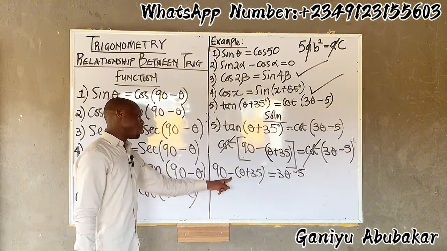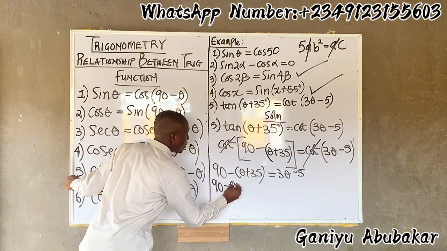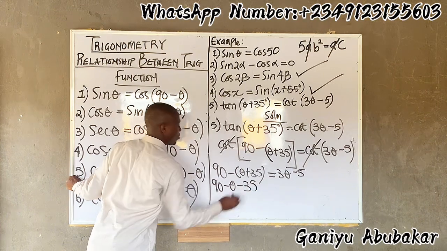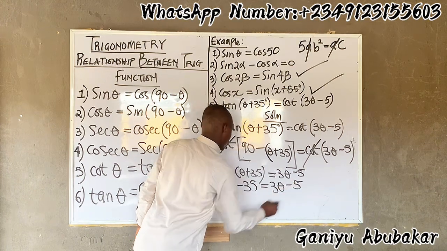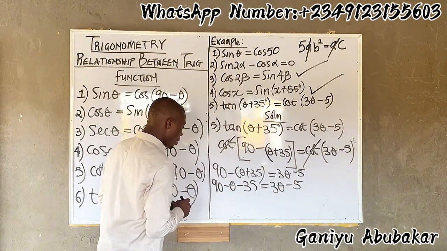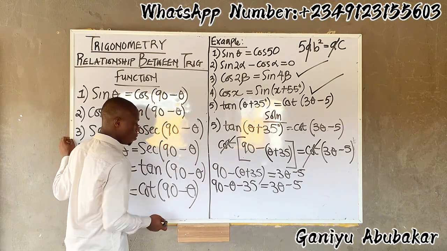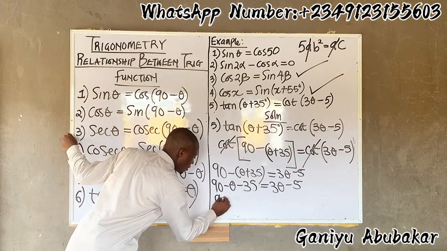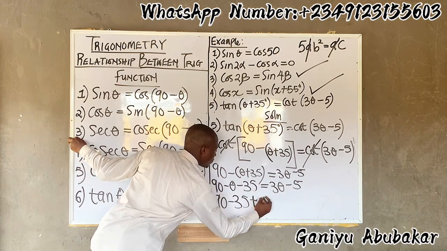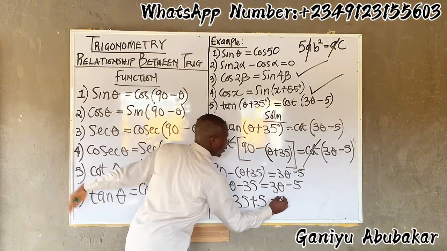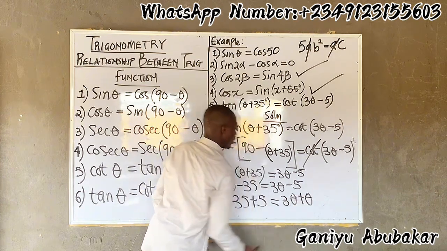From here, expand the bracket using the negative. So I have 90 minus theta minus 35 is equal to 3 theta minus 5. Right? So on further expression here, I'll try to make theta the subject. From here, I'll have 90 minus 35. This minus 5 becomes a plus 5, being equal to 3 theta. Take this one here, it becomes a plus theta.